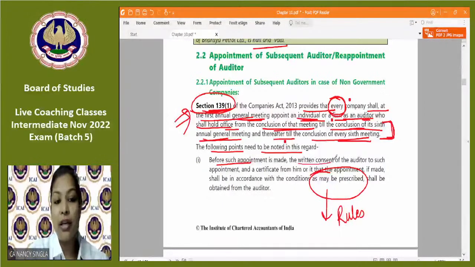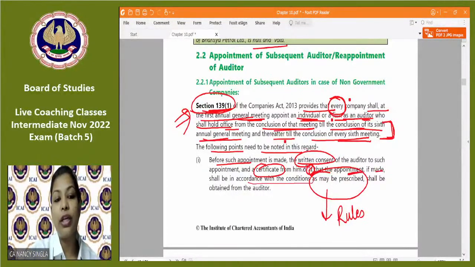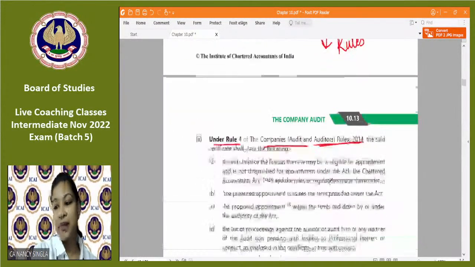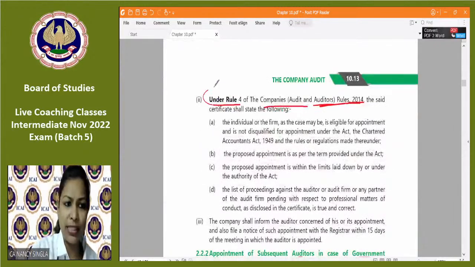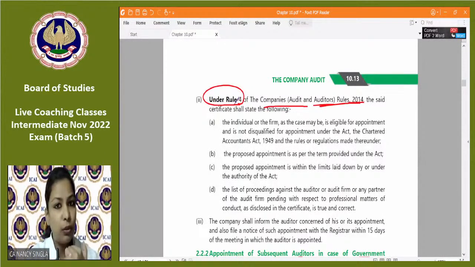Before such appointment, a written consent of the auditor of such appointment and a certificate from him or it, मतलब audit firm, that the appointment if made shall be in accordance with the conditions as may be prescribed. और कहाँ prescribe किया है? Rule 4 में. Simple है. Just remember in your mind that क्या क्या है कि eligible हूँ, disqualified नहीं हूँ, term के according है, limits के according है, list of proceedings true and correct है.